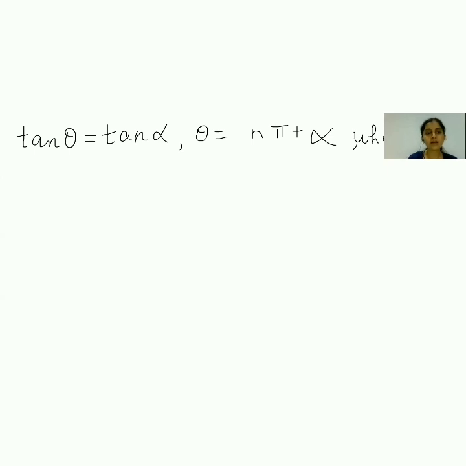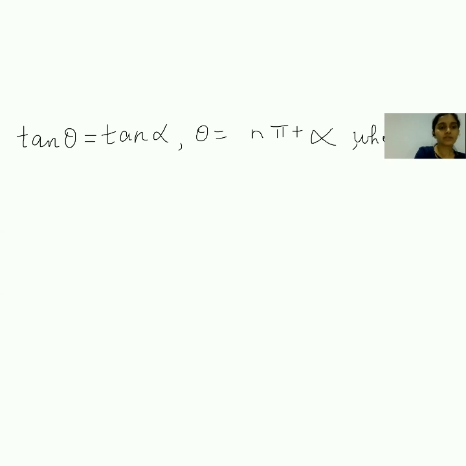That means any angle given with tan theta is equal to some answer, say tan theta is root 3. So you will find out the value of alpha first and then write the generalized solution using this formula. Okay, then we go to the next one.